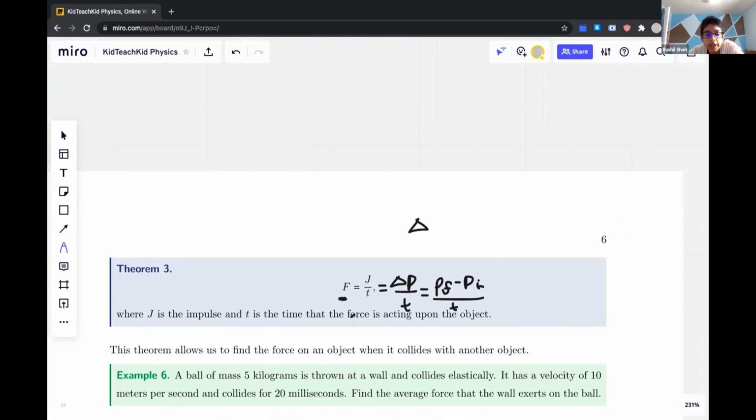So let's try example 6. I'll give you guys 3 minutes to try the problem.